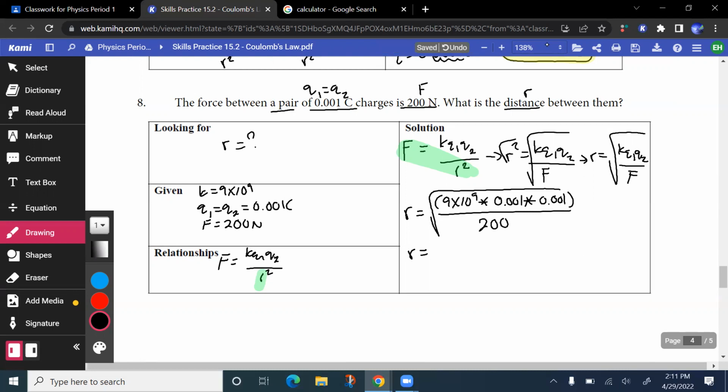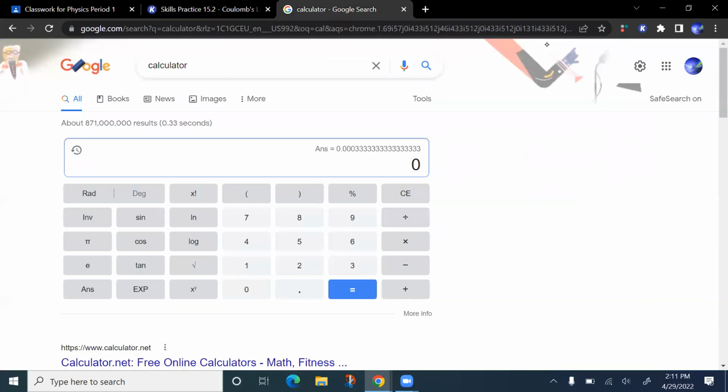Okay, let's take a second to put that in our calculator. We're going to go open parentheses, 9 times 10 to the 9 times 0.001 times 0.001, close parentheses, divided by 200. That would be everything under the radical, equals 45. Now we got to take the square root of 45. So square root of the answer, and we're looking at about 6.7 meters.